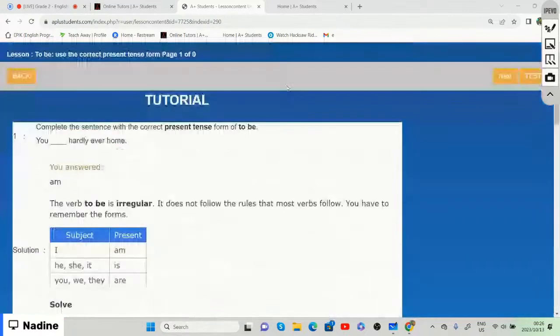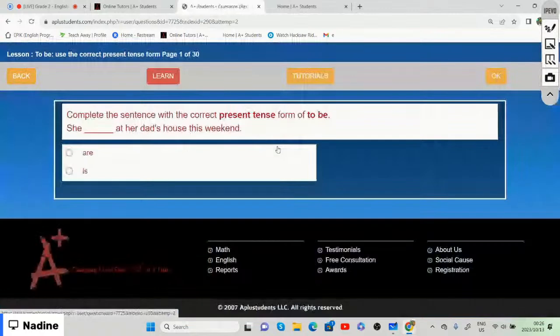All right. Now we're going on to our test. And if we're going on to a test, right, then we can say you need to complete the sentence with the correct present tense form of to be. She, we need to choose either between are or is.